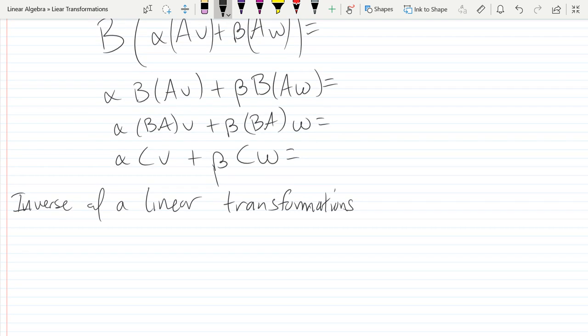Inverse of a linear transformation. Inverse of, let's make it singular, inverse of a linear transformation.